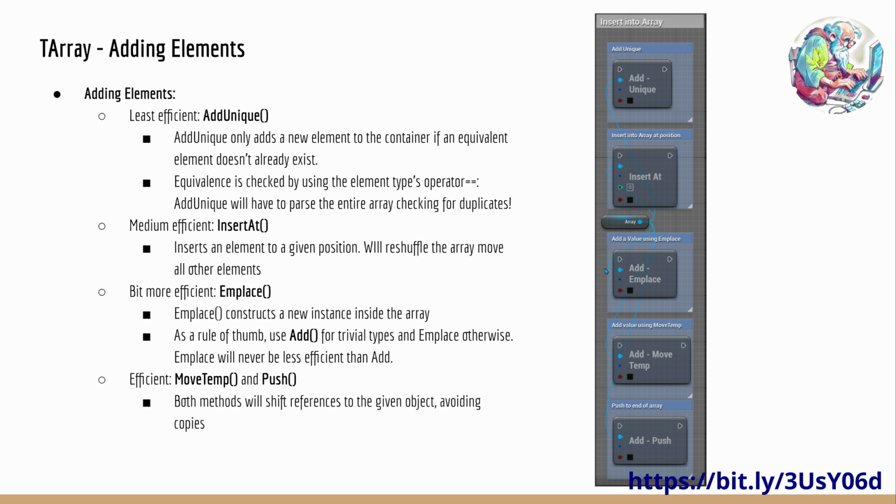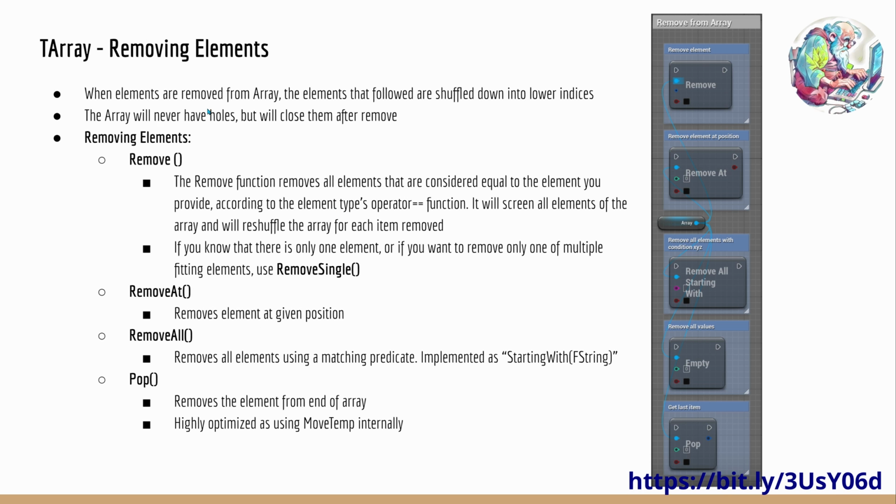AddUnique adds a value to the array and makes sure that that's the only value that is there, meaning it has to go through the whole array checking it. InsertAdd inserts something at a specific position and will also reshuffle all elements afterwards. Emplace is what you should use instead of add, at least, because it avoids copying things and creates the object directly in the array. Even more efficient is MoveTemp or Push. Push actually is the one that I would recommend if you just add things to the array, because that's by far the fastest one.